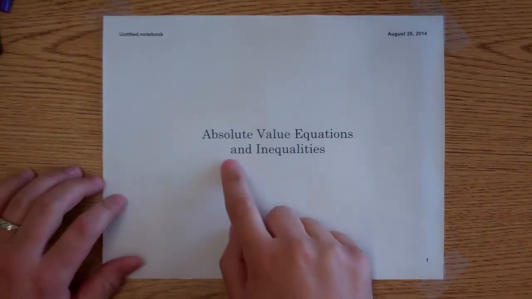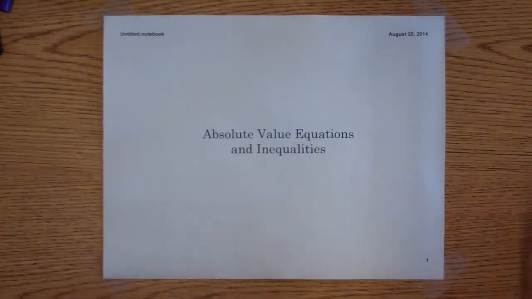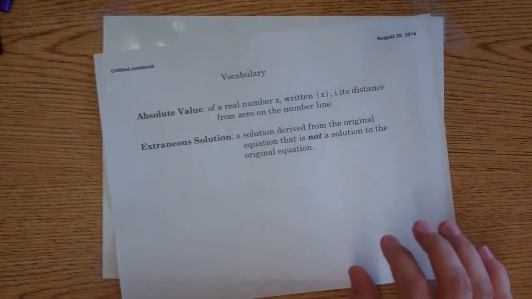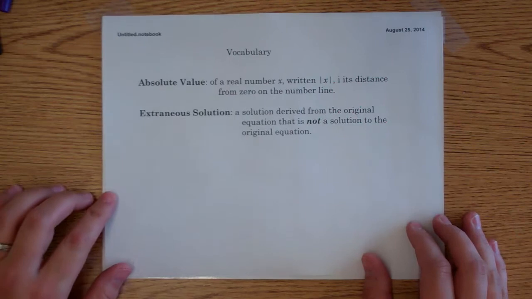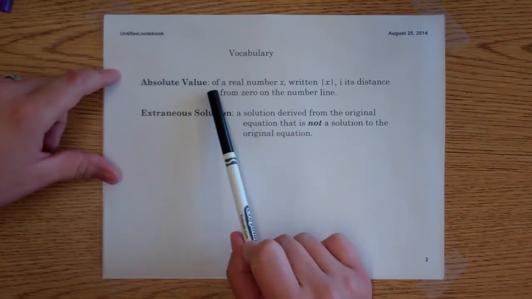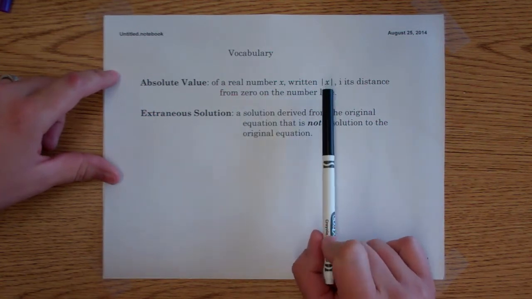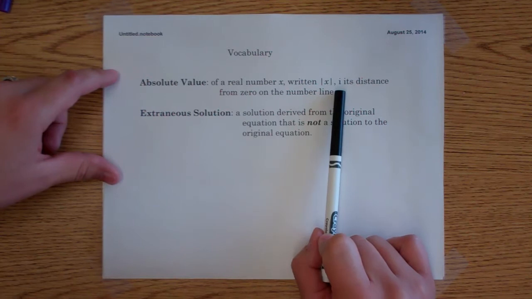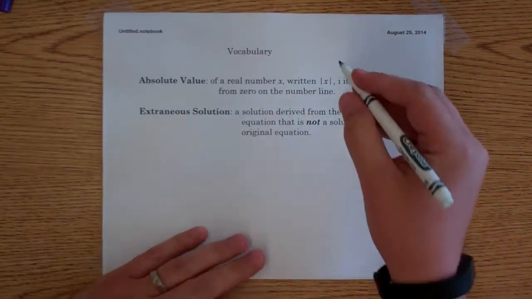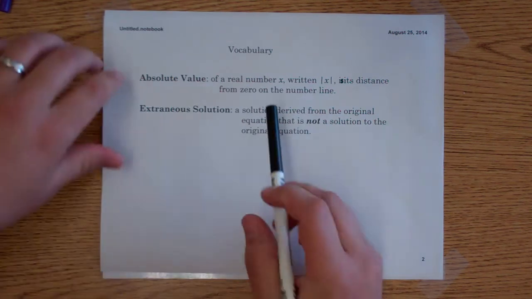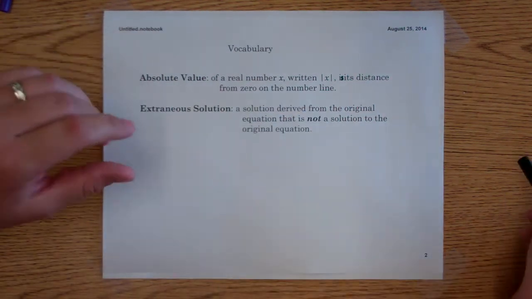All right, in this video, we're going over absolute value equations and inequalities. All right, here's your vocabulary. We got just two vocab words. Number one, absolute value. The absolute value of a real number x, written as a little bar, x, and another little bar, is its distance from zero on the number line.